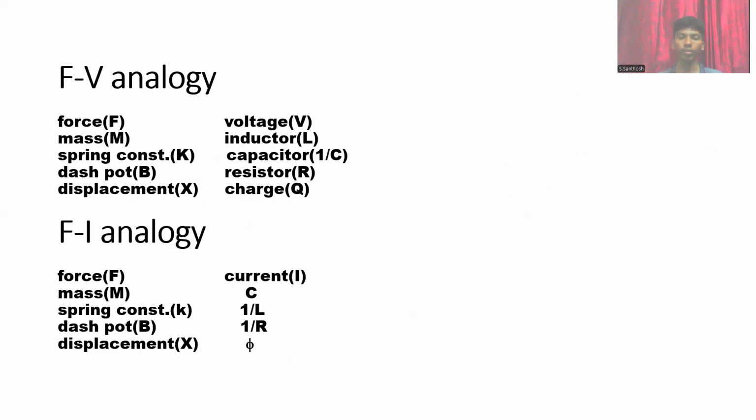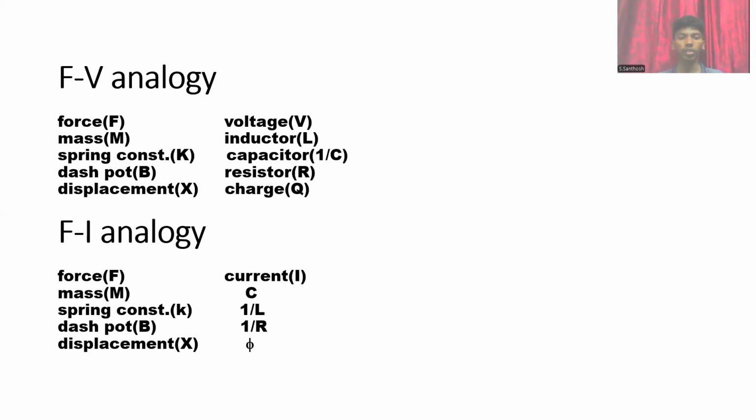And before going to the numericals, we'll see about what force voltage analogy is and what force current analogy is. So in force voltage analogy, force is equivalent to voltage and mass M to inductor L, spring constant K to capacitor, capacitance 1 by C, and then dashpot B to resistance, displacement X to charge Q.